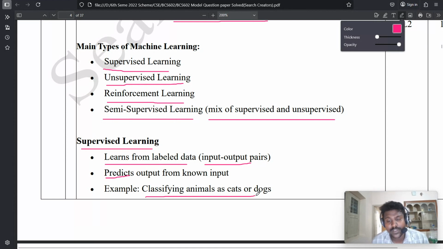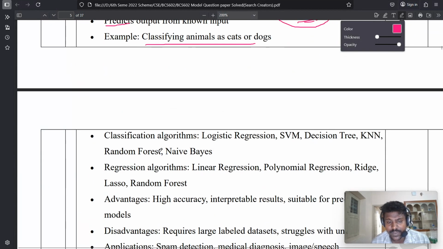Imagine you provide a data set of cats and dogs with labels, meaning a cat label and a dog label. You provide this in supervised machine learning, and it will learn only from what you give, such as the label cat. It learns from what you give here. Next, classification algorithms.